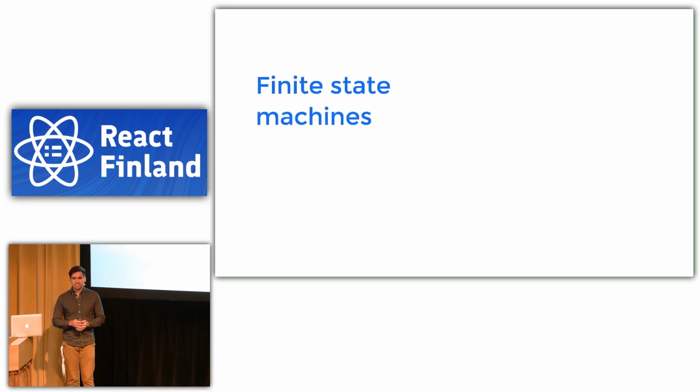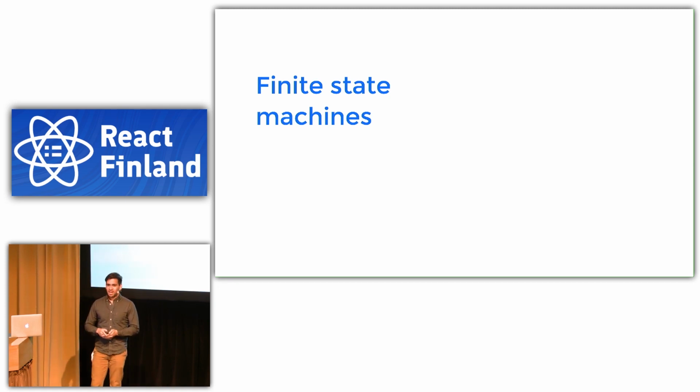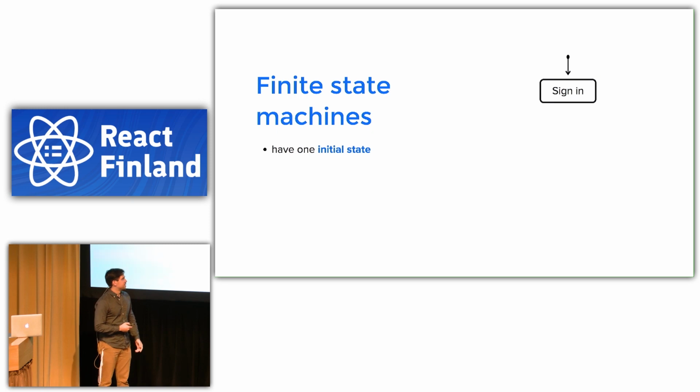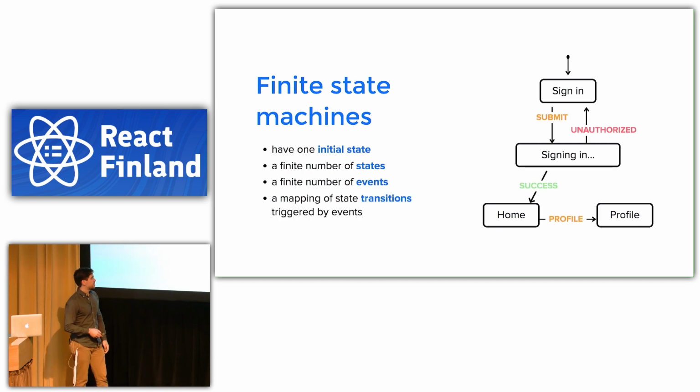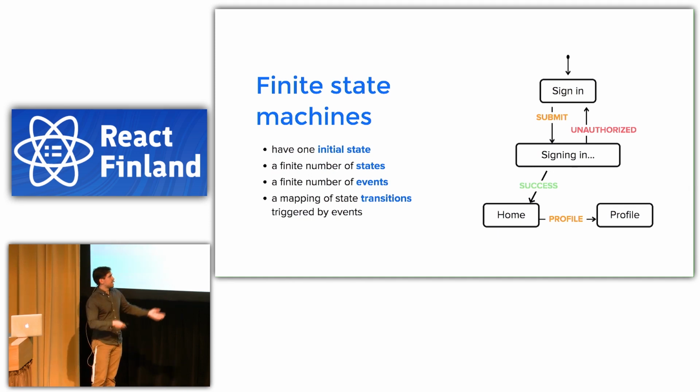So finite state machines, this is something I talked about last year, but in case you need a review, basically what I was trying to say is that we could develop our apps so that they are these finite state machines. And so you could imagine an app where you sign in, that would be an initial state, and then we would have our finite number of possible states, such as signing in, going to the home, or going to the profile. We have a finite number of events as well, such as being able to submit the sign-in, and then whether it's a success or you're unauthorized, it takes you to a different state.